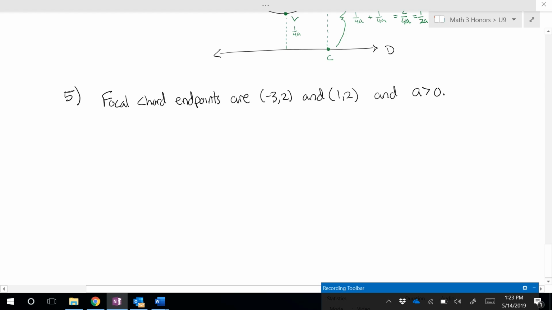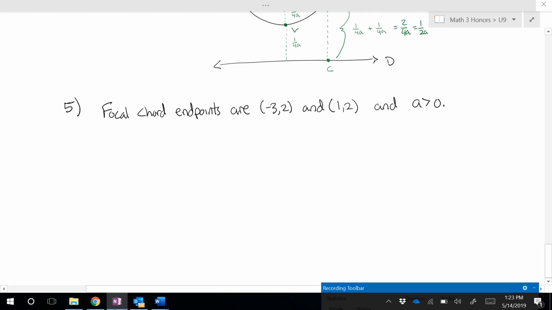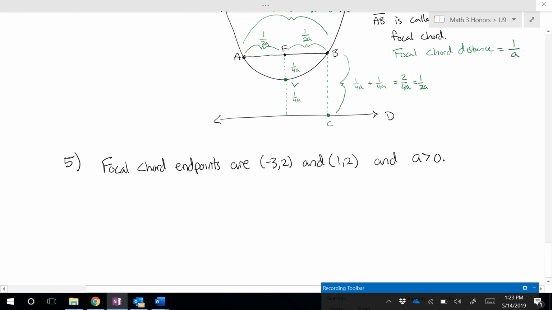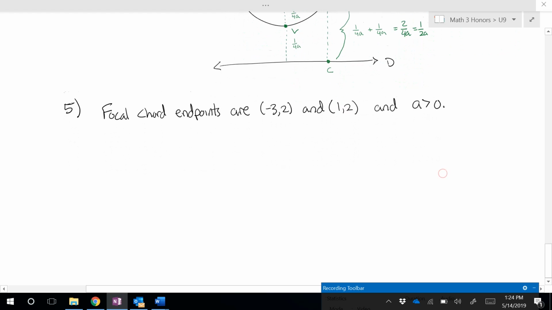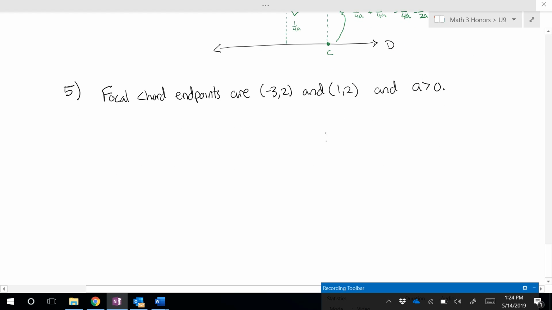So now we're given focal chord endpoints. That would be like me giving you A and B in that picture. So I give you those focal chord endpoints, and I'm telling you a is positive. And that's all I'm giving you. So again, start with a picture and see what you can make of it. So negative 3, 2 is a focal chord endpoint. And 1, 2 is a focal chord endpoint.